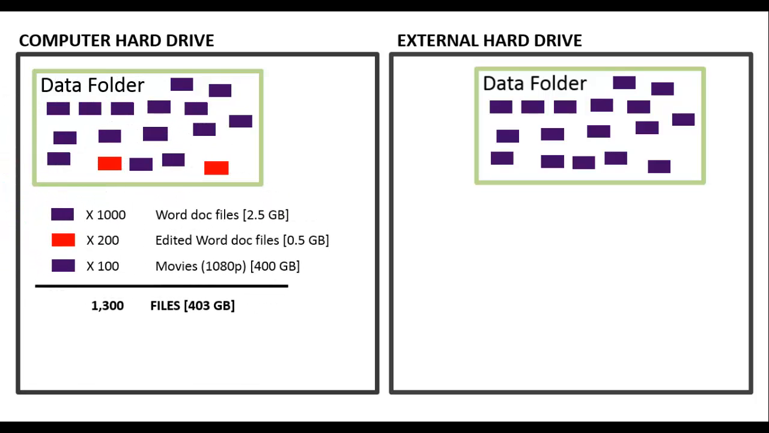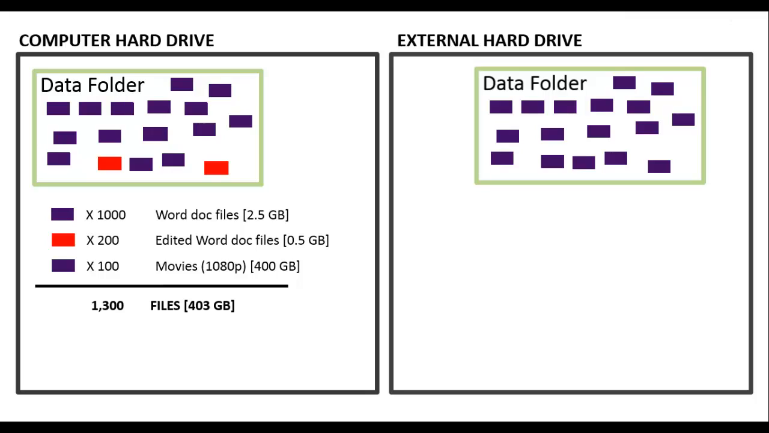But let's say you have a folder which has, let's say, about 1000 Word document files, 200 edited Word document files, and 100 movies. Now selecting each of these 200 edited files and copying them from the source to the destination is practically insane, right? Well, the other approach is you can select the entire folder and replace the destination folder with the updated data folder. Well, that's not practically feasible either.